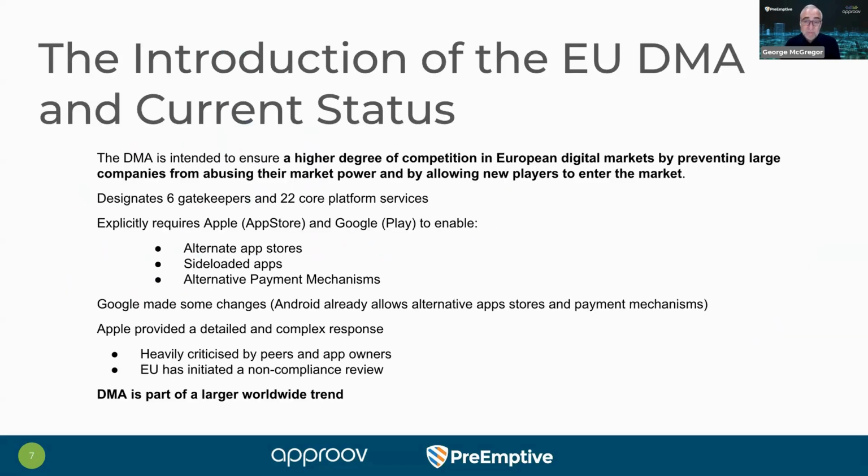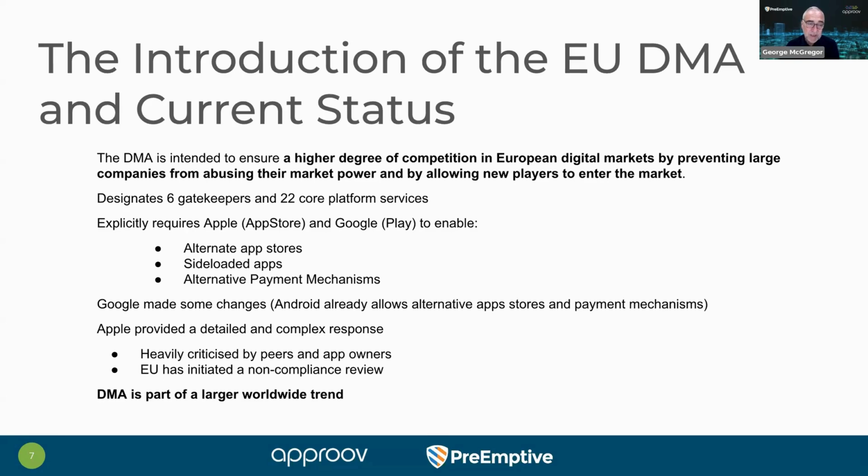So I'm sure most of you are familiar with what's happening here, but basically the DMA, the Digital Markets Act, came into effect on March the 7th this year, and it imposes a set of obligations and restrictions on the tech giants, including Apple, Google, Amazon, ByteDance, and Meta. And it's really intended to create more competition in European markets and prevent large companies like Apple and Google from abusing their market power. So it has very good aims, and it's a big opportunity.